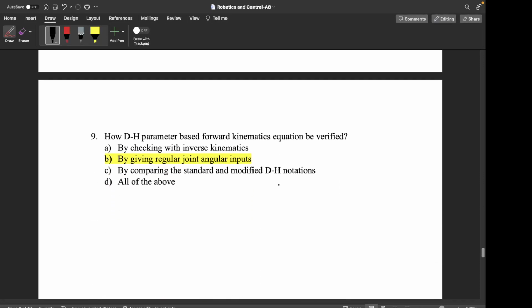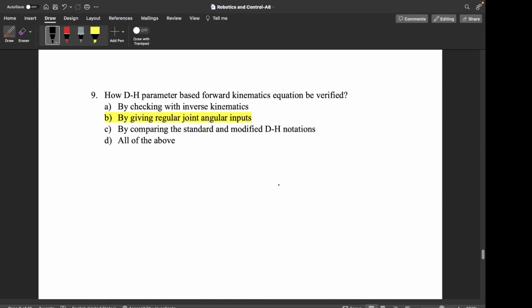And next is how the DH parameter based forward kinematics equation can be verified. So the obvious way to verify the forward kinematics equation is to give the actual joint inputs, basically give joint angles, and see if we are getting the correct positions or not.